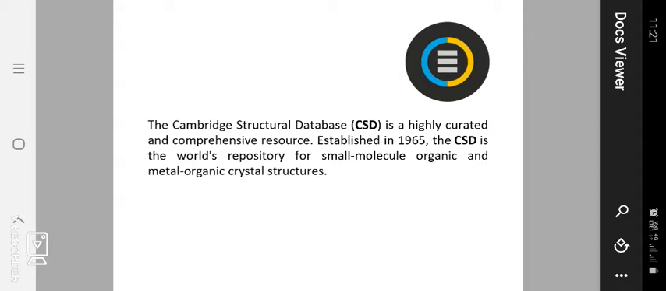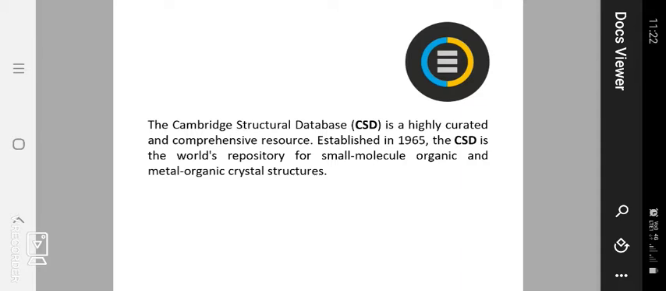I am asking the question for part A: what is meant by CSD in bioinformatics? So you write down the abbreviation of Cambridge Structural Database. Okay, so this topic is being discussed in this session.